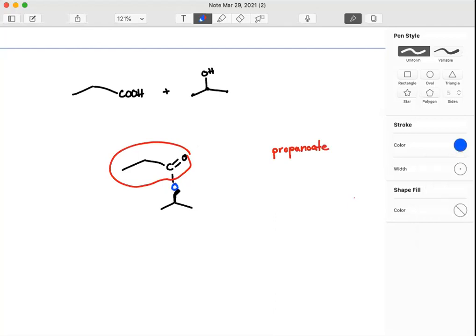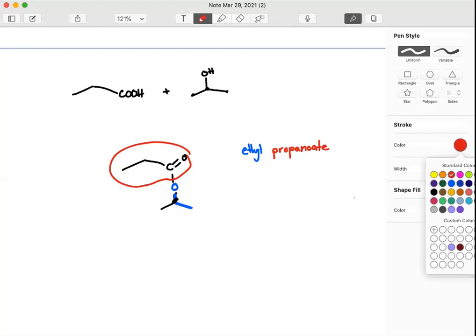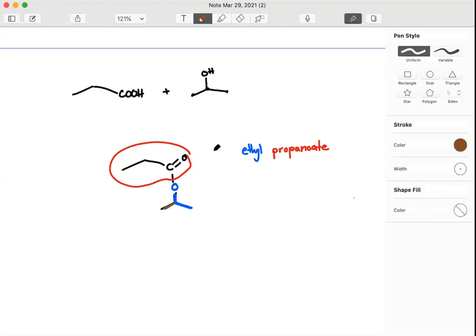Okay, so I need to name this. This is named as a branch. This is named as a branch. So I count the longest number of carbons. Okay, so here is the longest chain. So here we have two carbons, so it's an ethyl. And then connected to this ethyl, we have one methyl. So it's a methyl ethyl propanoate. Is this clear? Yes doctor, thank you.